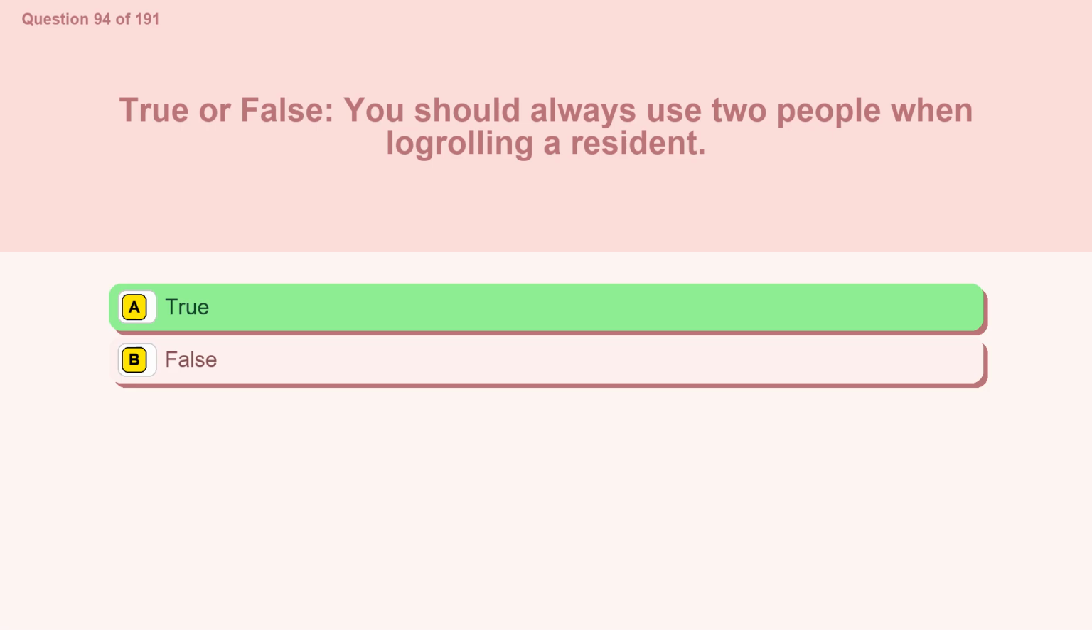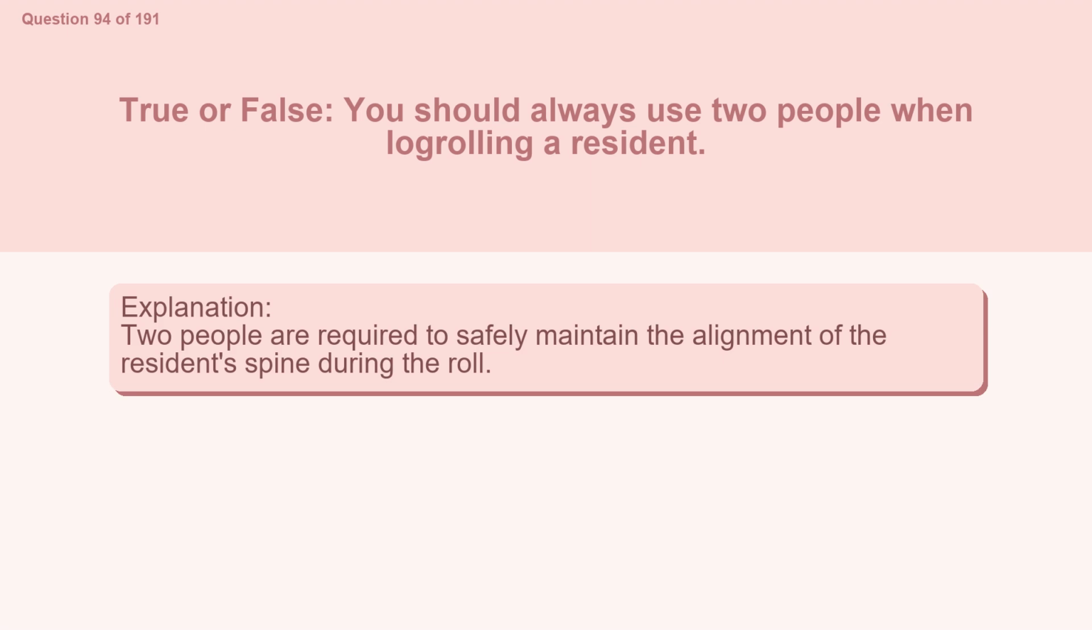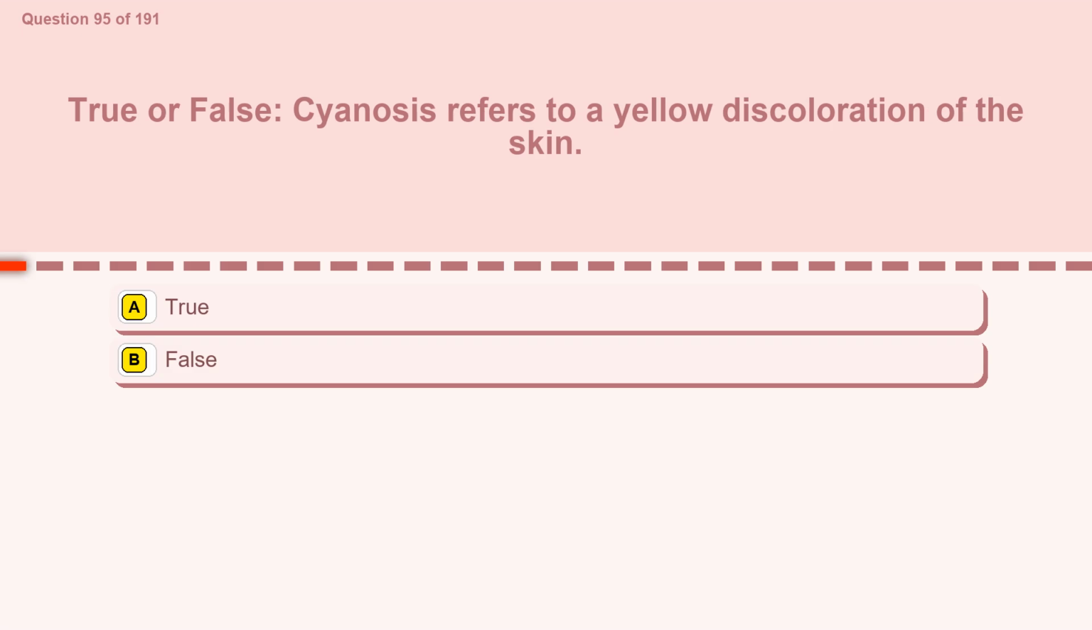The correct answer is option A, true. Two people are required to safely maintain the alignment of the resident's spine during the roll. Question 95. True or false, cyanosis refers to a yellow discoloration of the skin. Option A, true. Option B, false.